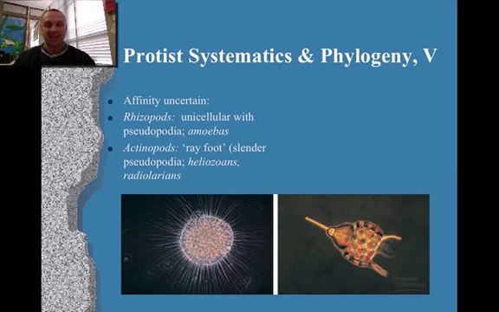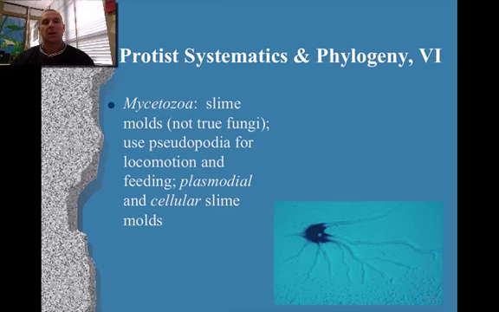Then you have rhizopods and actinopods. Rhizopods are going to be unicellular, and they're going to use that pseudopod, amoeba-like movement. Then you have actinopods, which are going to have a ray-like foot, which is going to move. The actinopods are on the right down here at the bottom, and the rhizopods is over here on the left. And then you have your mycetozoa, which is like your slime molds, which is a picture down here at the bottom, which use pseudopod movement and cellular slime molds.